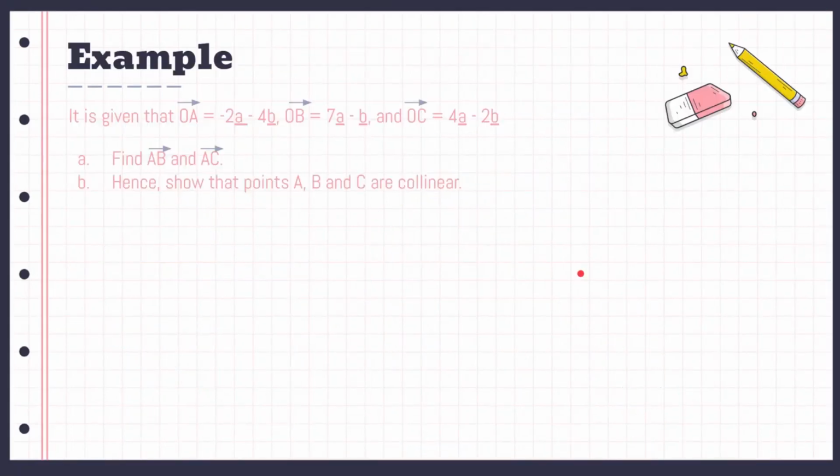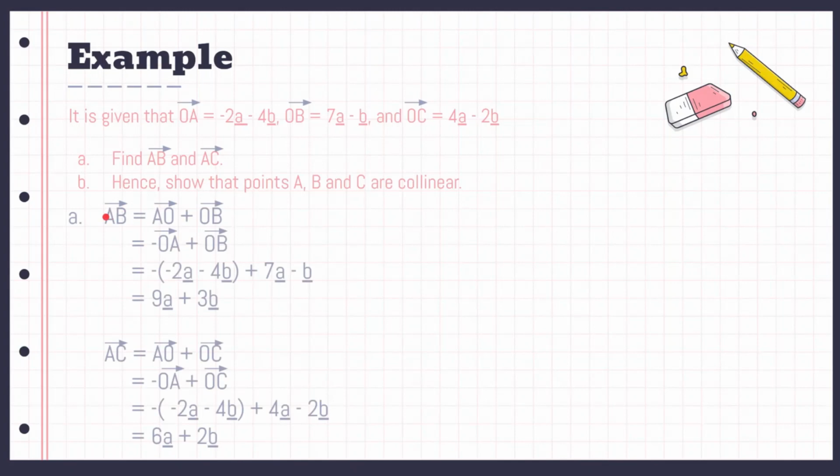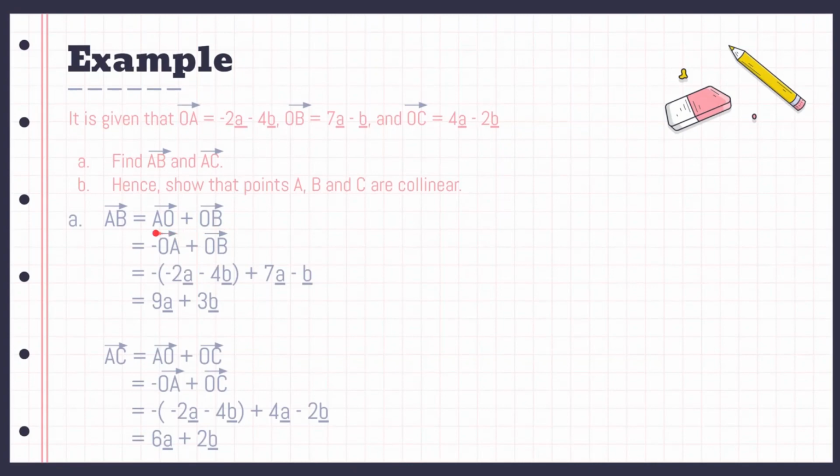Now, let's look at one example. It's given that OA is equal to negative 2a minus 4b, OB is equal to 7a minus b, and OC is equal to 4a minus 2b. Now we want to find AB and AC. For AB, we know that AB can be expressed as AO plus OB. We know that AO is in the opposite direction of OA, hence we can express this as negative OA plus OB. Putting the figures into the equation, we find that the final answer is 9a plus 3b.